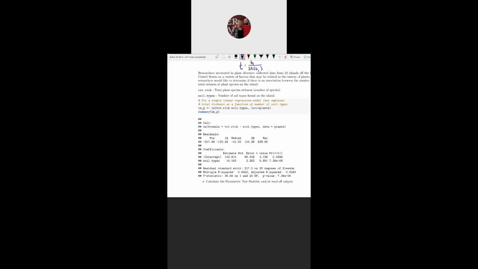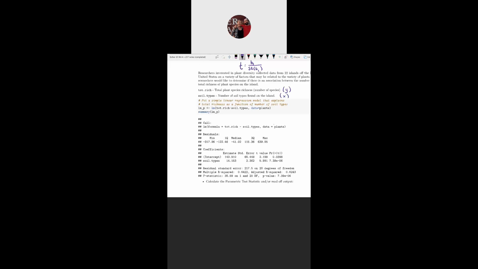Sorry, side note. All right, so we're going to be looking at 22 islands off the coast of New England, basically. And what we're looking at specifically is we want to see if there's a relationship between the number of available soil types and the total richness of plant species, which is really just referring to the number of plant species on the island. So here's our two variables, total richness, that's going to be our response. And then soil types, that's going to be our predictor.